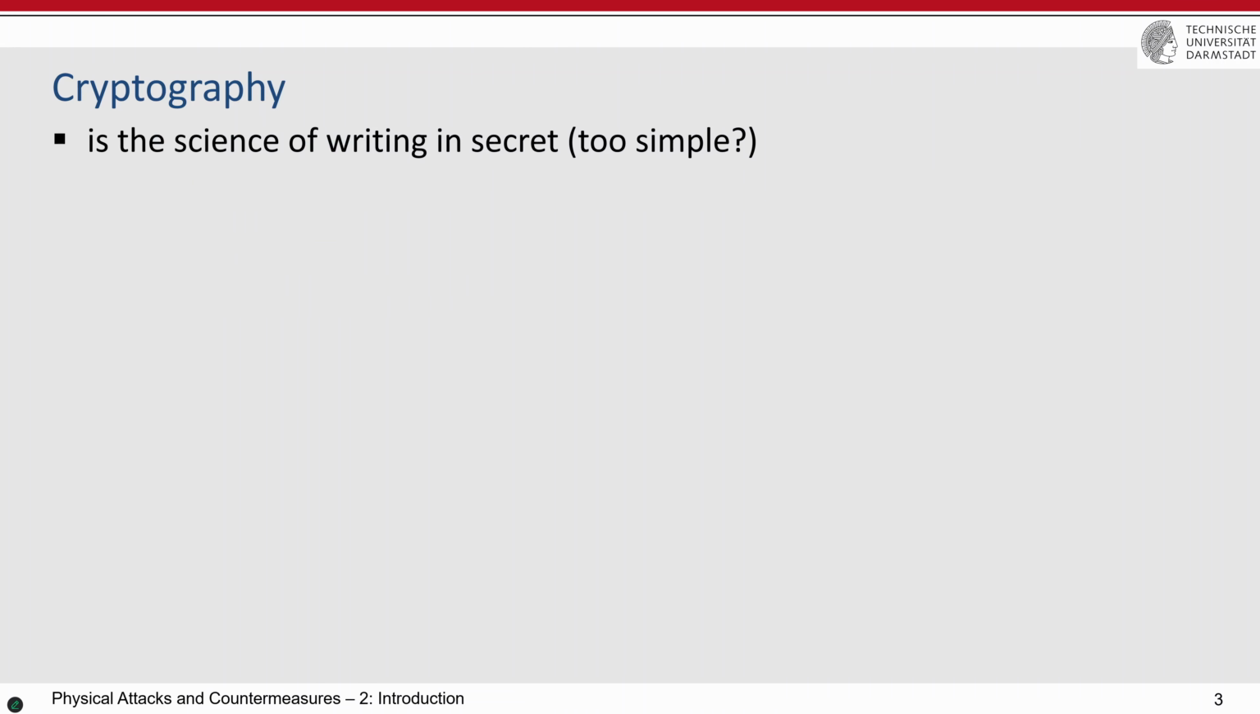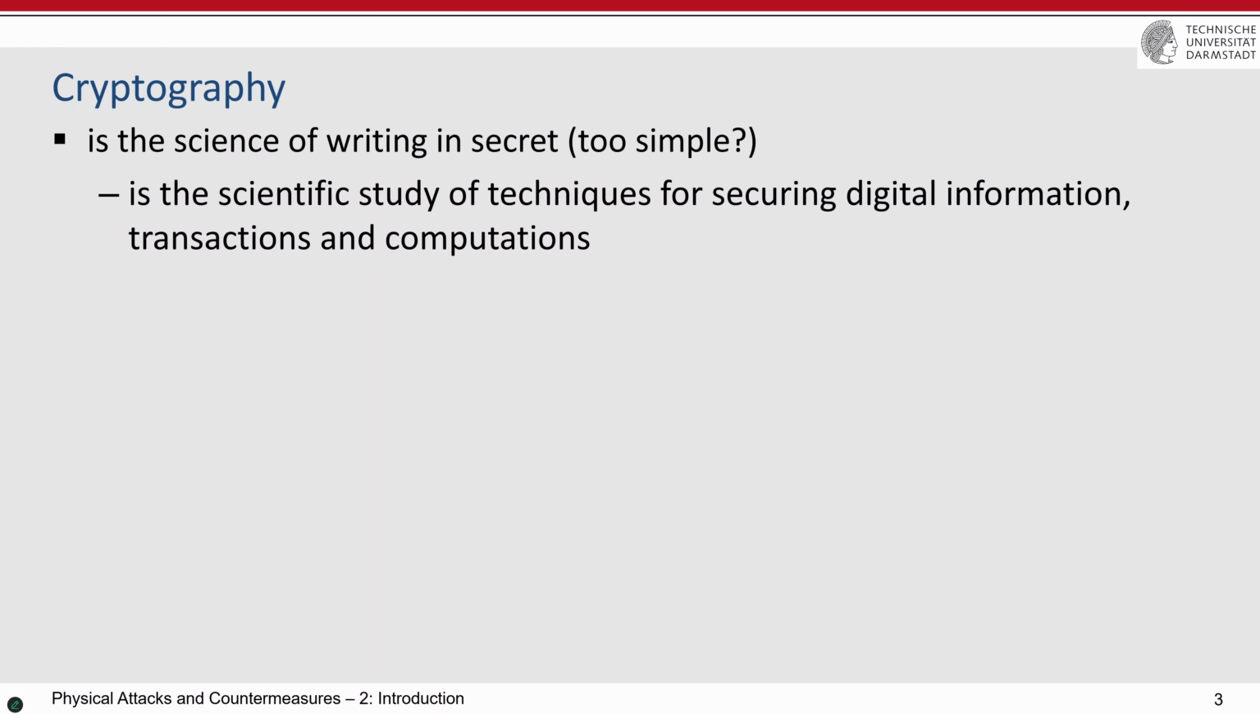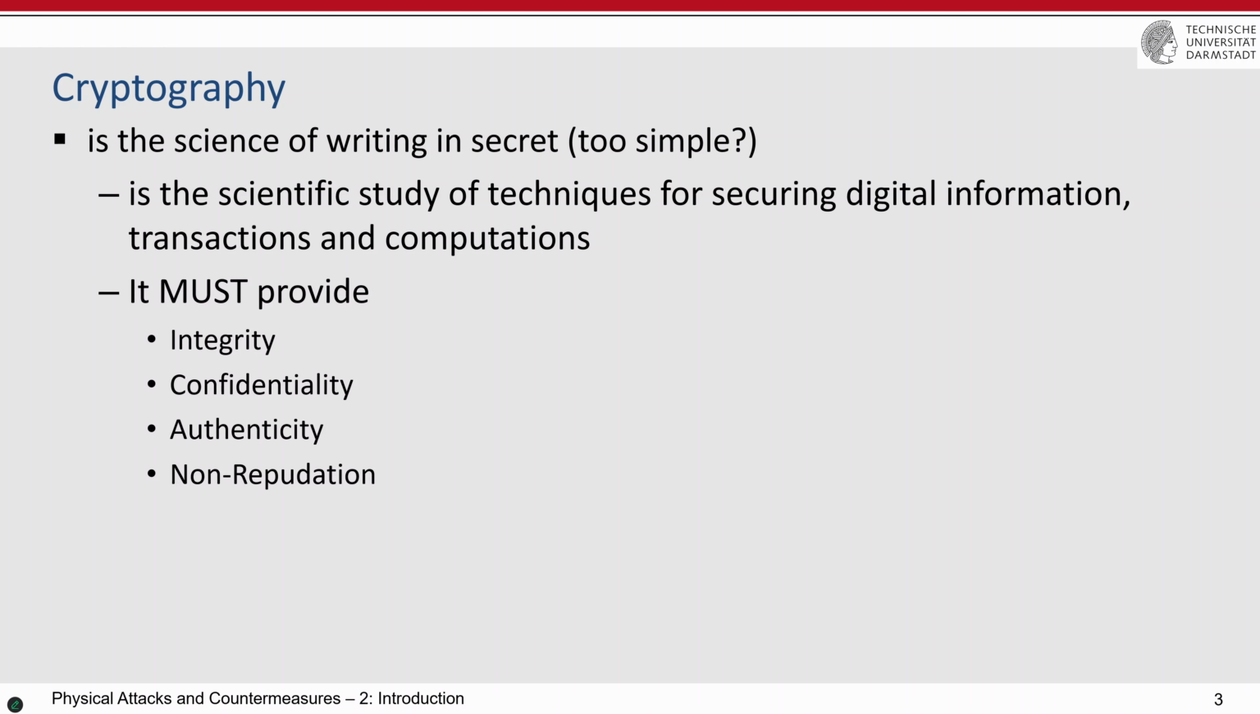I guess most of you learned that cryptography is the science of writing in secret, which is too simple, of course. You can also say that it's the scientific study of techniques for securing digital information, transactions, and also computations. Usually, four requirements are necessary: integrity, confidentiality, authenticity, and non-repudiation.